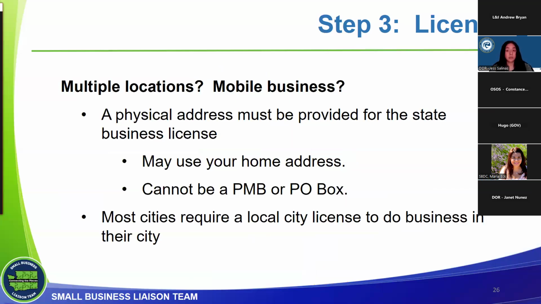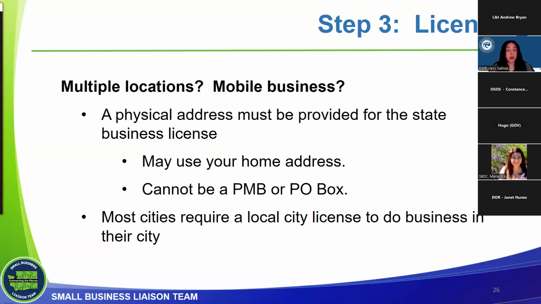Many businesses are mobile or could have more than one location, which benefits your customers but adds more complexity for licensing. A physical address must be provided on your business license application. If you do not have a commercial location, you may use your home address, but PMBs or PO boxes are not acceptable for a physical address. A PMB or PO box can only be provided as a mailing address. Be sure to update your address directly with all state agencies. If you do an address change with the post office, this will not update your address with all state agencies.